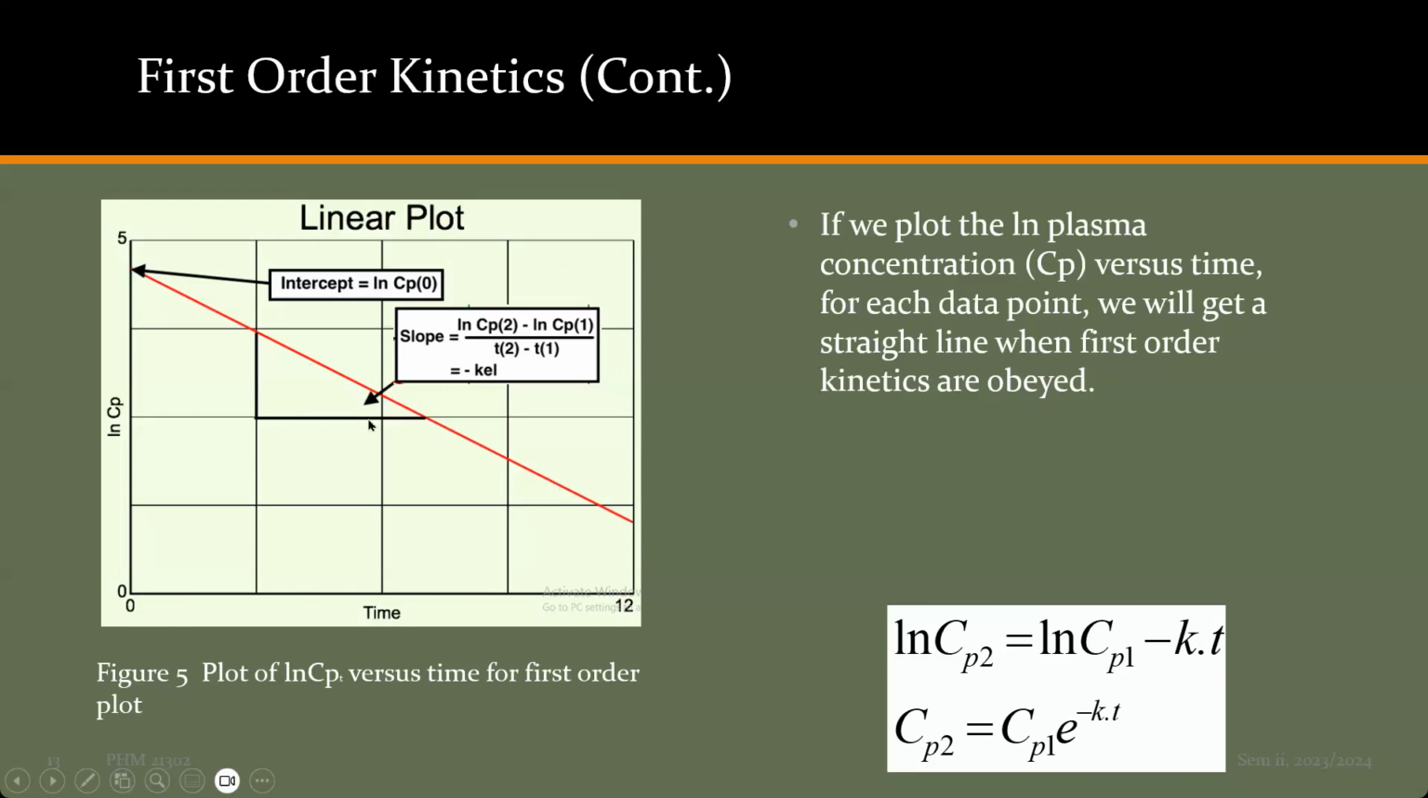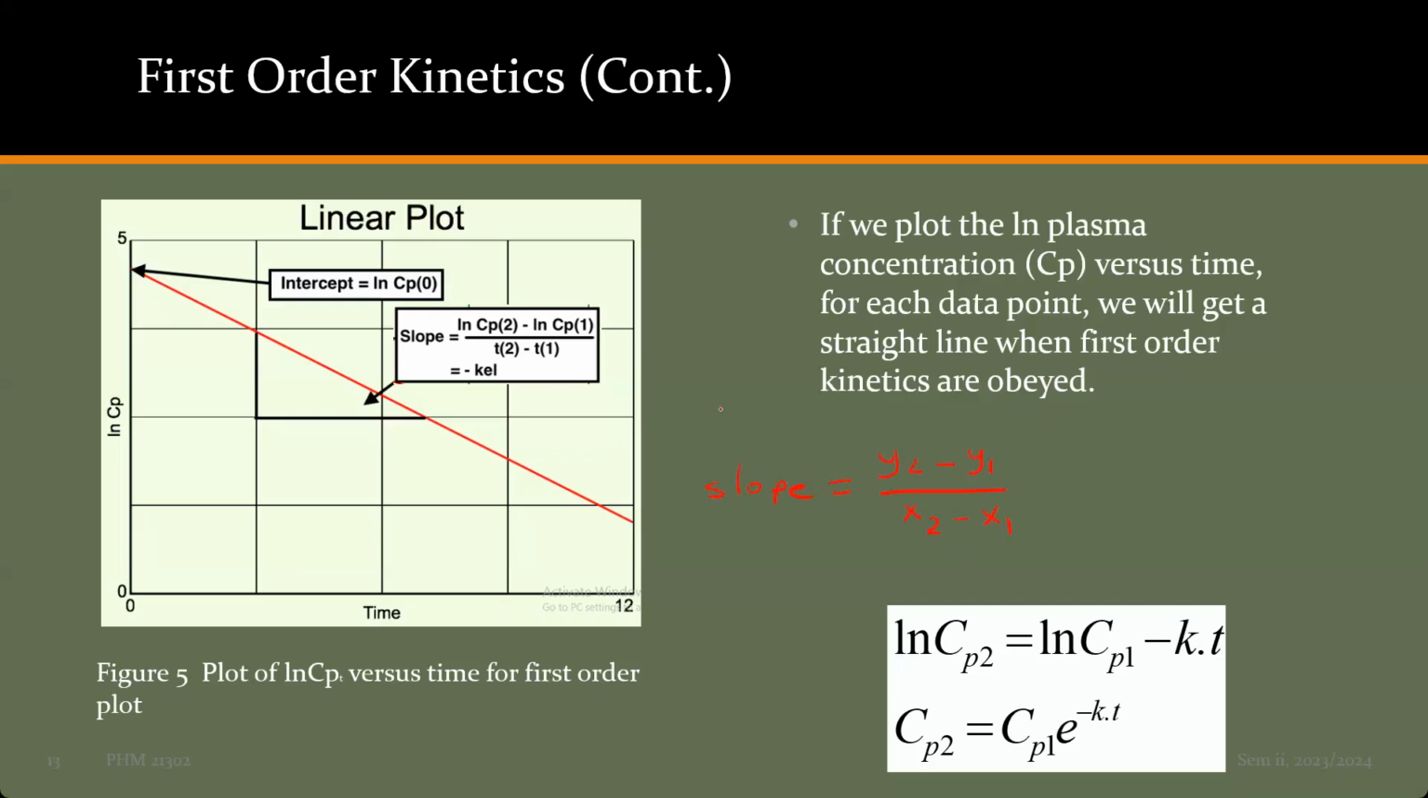So the first thing we can calculate from this curve is the elimination rate constant. How to calculate it? We calculate it as the negative slope. You remember from mathematics, slope equals y2 minus y1 divided by x2 minus x1, right?